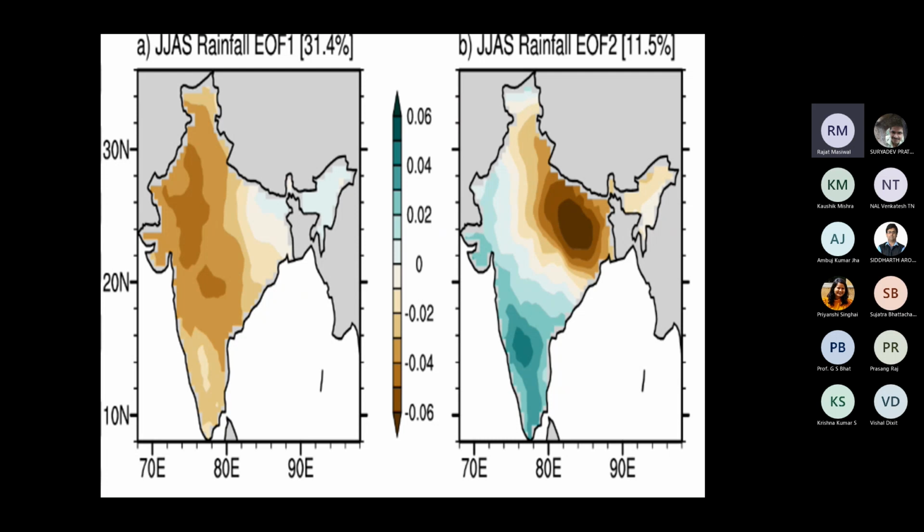The second one is what was happening last week. North-south: Uttar Pradesh, Bihar, West Bengal had no rainfall, and Central India and South India had more rainfall. This is only 11% variance explained. So we went through that phase for 1 week. Now I think it's gone.